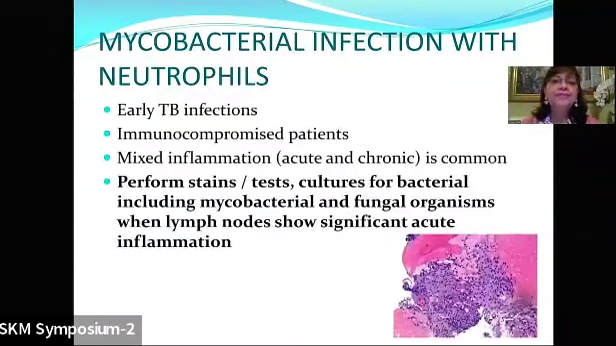So what about mycobacterial infection with neutrophils? It's seen in early TB infections, also in immunocompromised patients. It's much more common for us to see mixed inflammation with acute and chronic inflammation. So whenever you see these kind of smears, perform stains and tests and cultures for bacterial organisms, and please also include mycobacterial and fungal organisms, even when the lymph nodes show significant acute inflammation. So that was a good learning case for us.